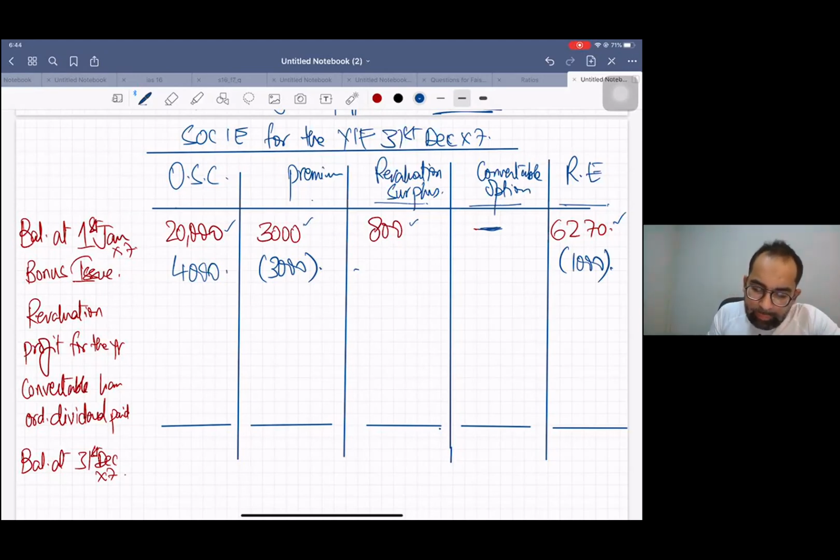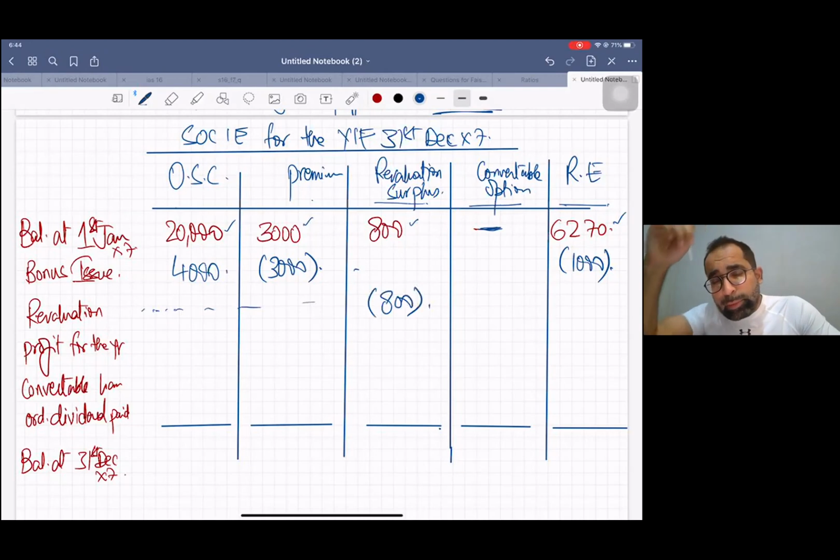Then the next thing is, is there any total comprehensive income in this question? As we calculated profit separately and revaluation separately, both things are separate. So let's do the revaluation first. Hope you remember the second last adjustment. In that adjustment we decreased the revaluation reserve by 800.